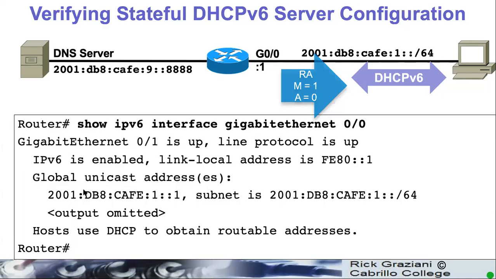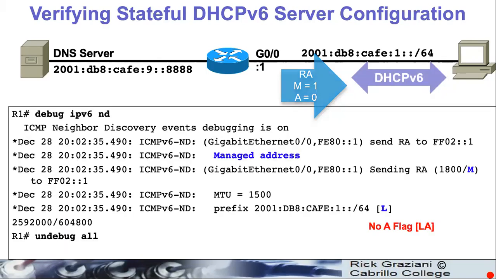We can verify which flags are set by seeing right here, hosts use DHCP to obtain a routable address. Notice it doesn't say other information or anything about SLAAC. It says my M flag is set to 1, so informing the host to use stateful DHCPv6. And we can actually see this when we do debug ipv6 nd. This is a debug, and it's showing the router advertisement being sent. The managed config flag is set.